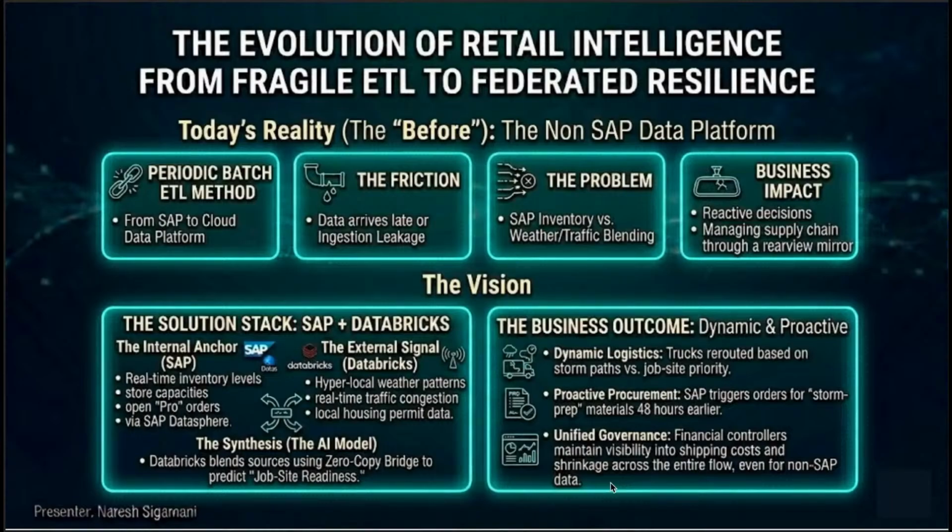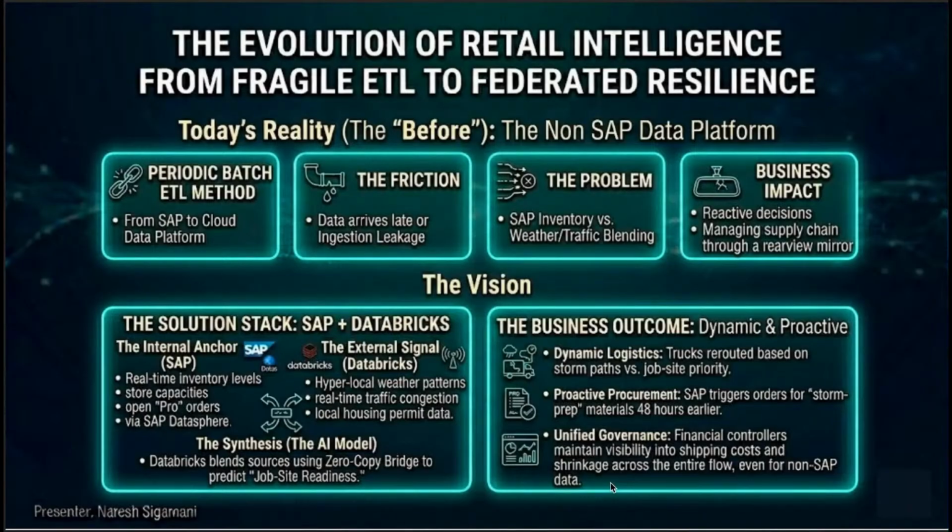In retail, being right but being late is the same as being wrong. Most retailers today use periodic batch ETL or ELT to dump SAP data into a cloud data platform. The friction is clear. The data arrives late or gets lost in ingestion leakage. By the time you blend SAP inventory with external weather data, the storm has already hit. You're trying to manage a supply chain through a rear view mirror. This architecture challenges the physics.